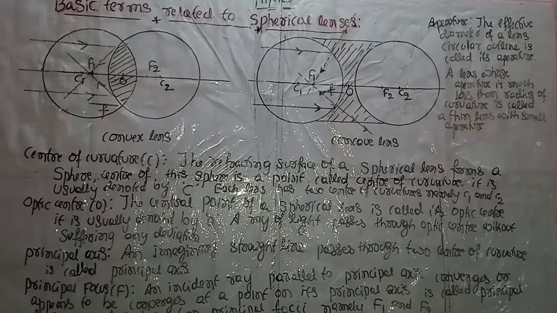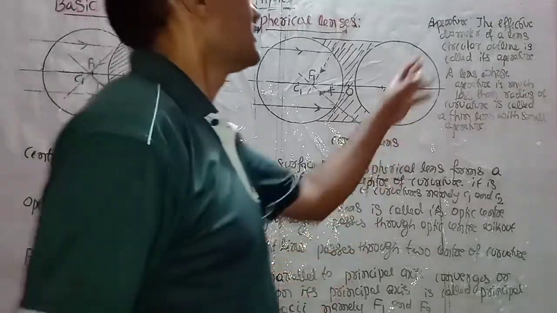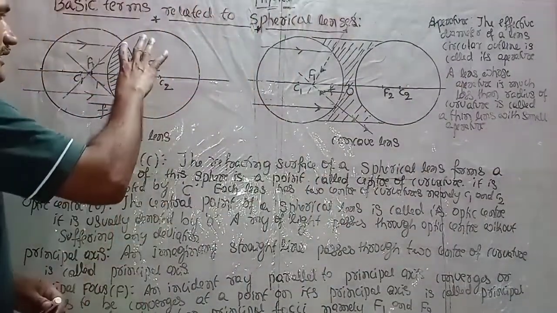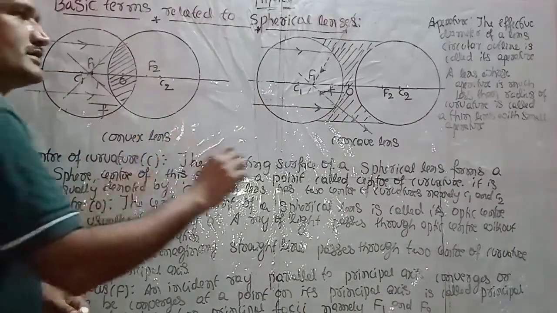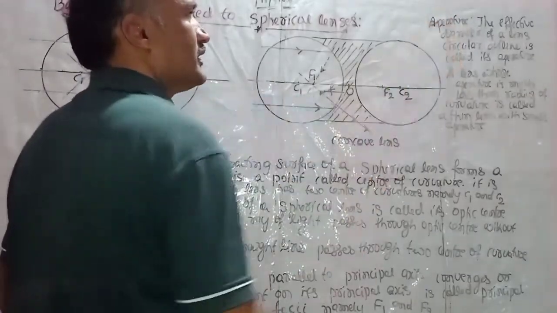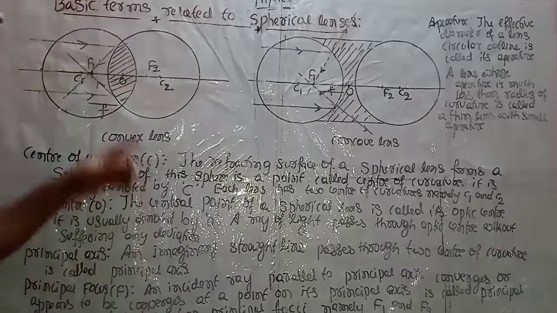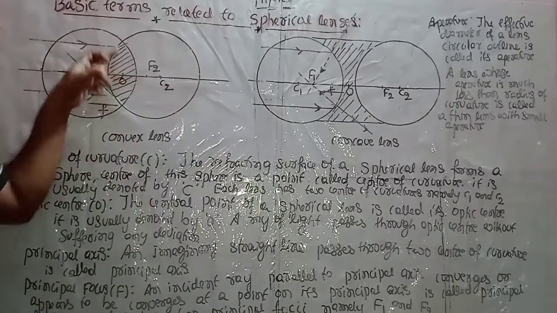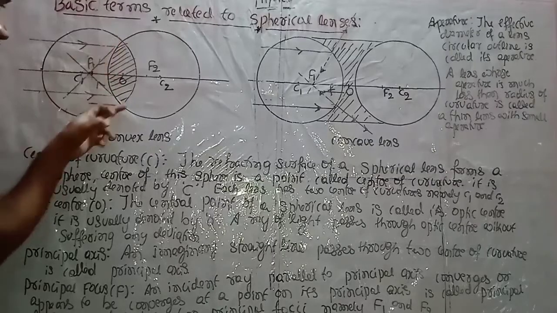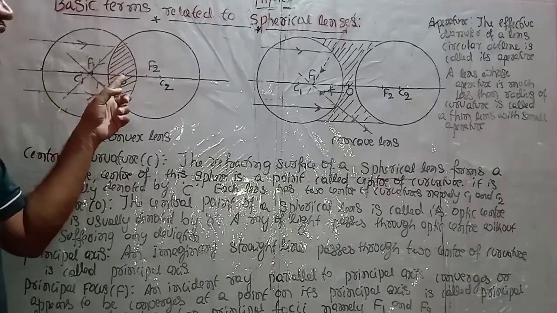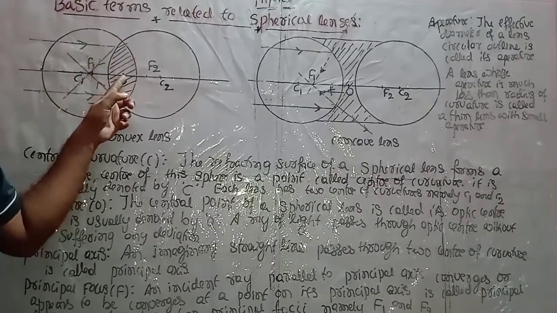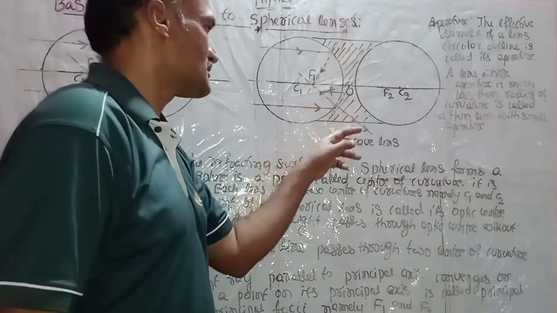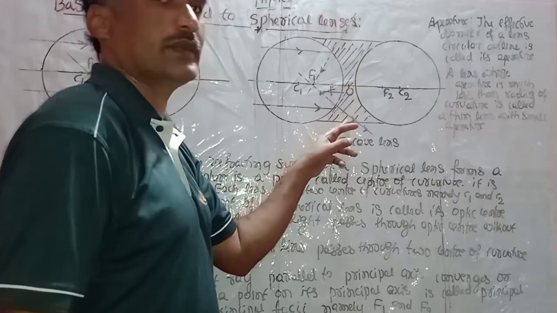Come back to the next term, dear student, the aperture. Aperture we can say easily, that is the height of lens is called aperture, or one more definition we can say, the effective diameter of a circular outline. That diameter is what we call aperture. Height of this lens is what we call aperture.